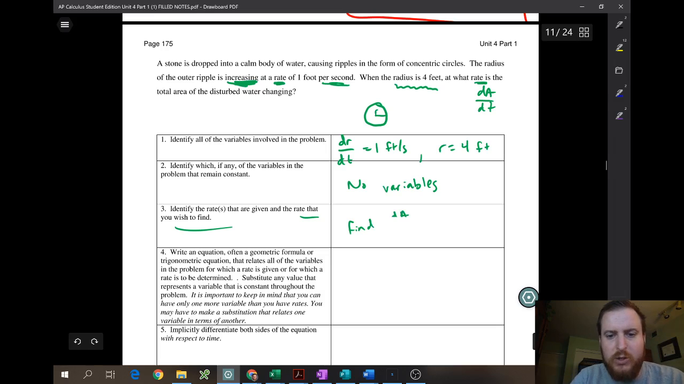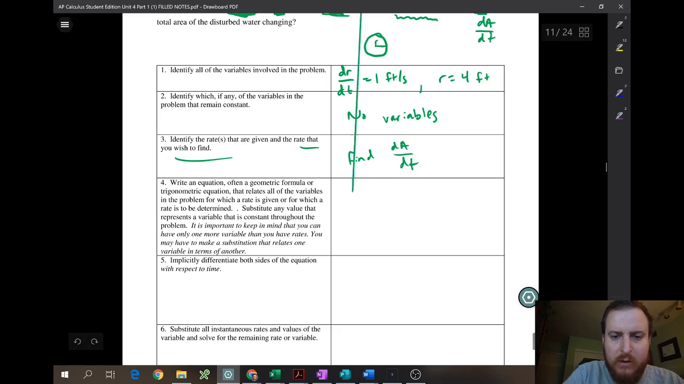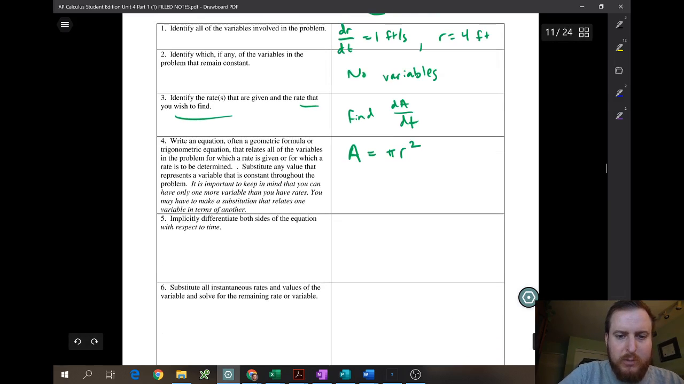So what's an equation? If I'm trying to find dA dt, what's an equation that has the area for a circle? Well, the area of a circle, you should know this from math 2, is pi r squared. So that's our area of a circle. And so now we're going to do implicit differentiation to both sides, right? We have A equals pi r squared. We're going to take the derivative with respect to time for both sides.